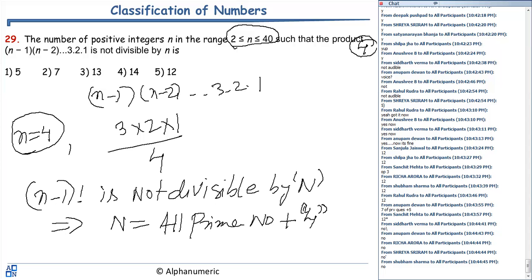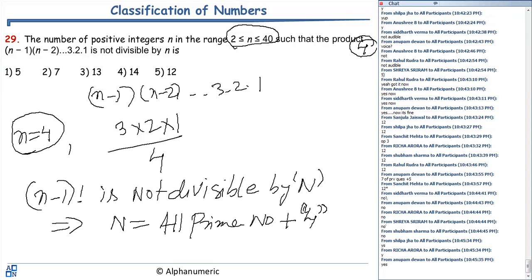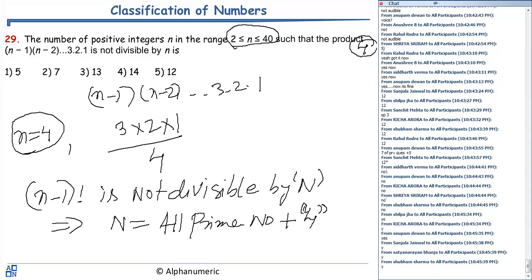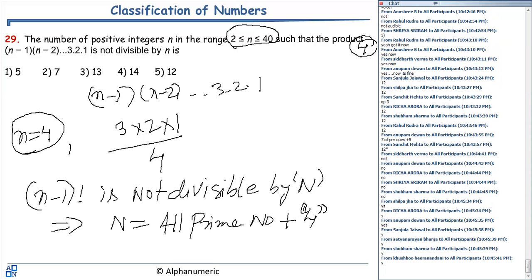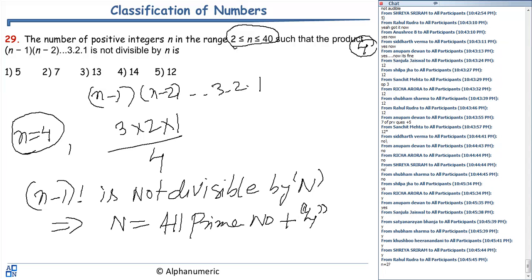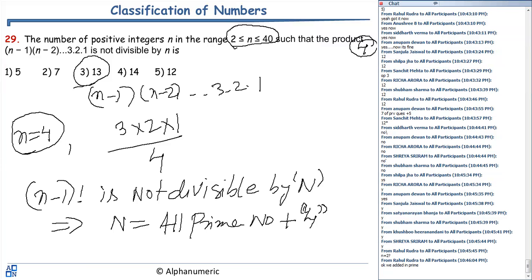Is that clear now? Please tell me. So the answer is 13, option 3. So if (n-1) factorial is not divisible by n, all the prime numbers plus 4 will also satisfy. Rahul, 1 is not divisible by 2, that is true. Okay, 2 has already come in the primes, right?